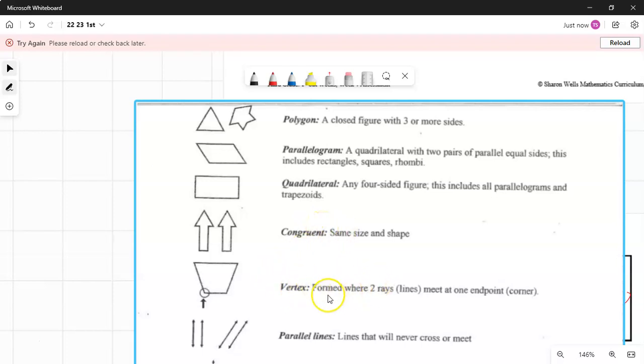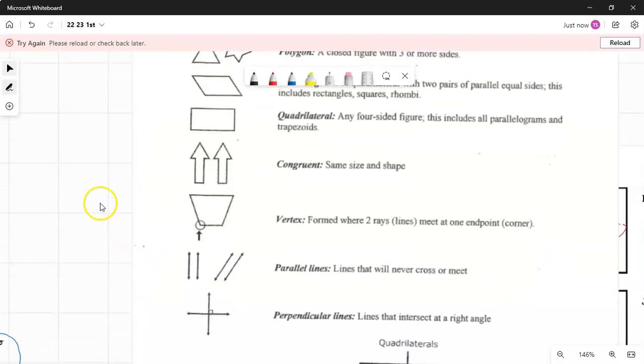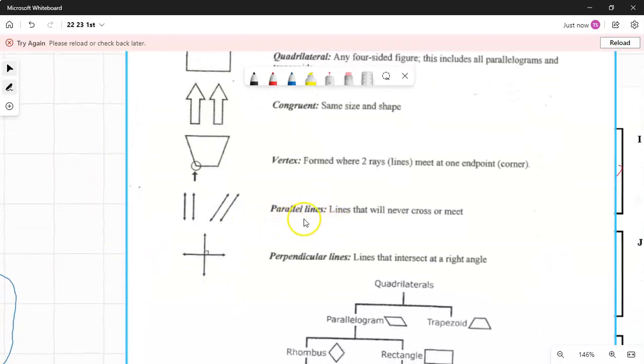Vertex, or vertices, are basically the corners where two lines intersect. Okay, we'll scoot up a little bit here. Parallel, we already mentioned parallel.